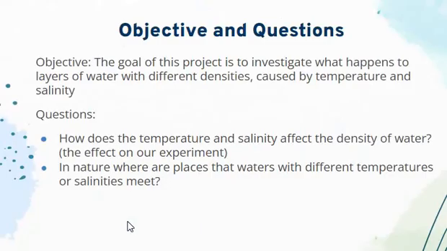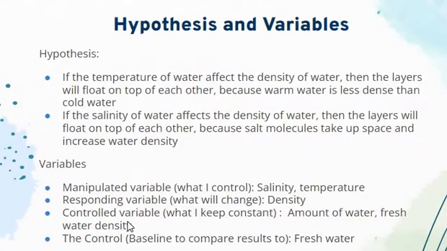Experiment. The goal of this project is to investigate what happens to layers of water with different densities caused by temperature and salinity. The questions are, how does the temperature and salinity affect the density of water? The effect on our experiment. In nature, where are places that waters with different temperatures or salinities meet?